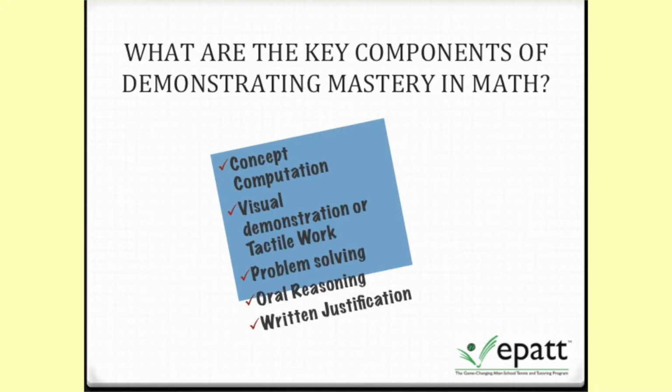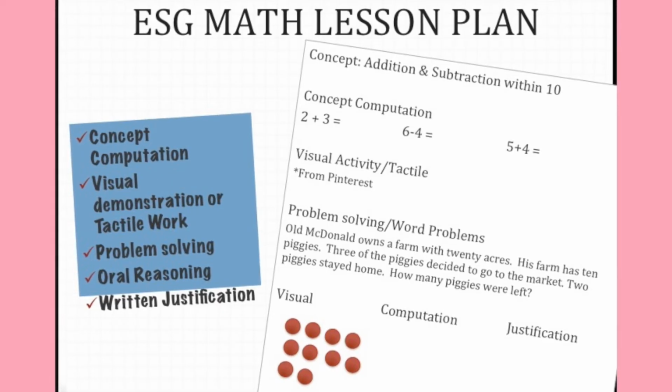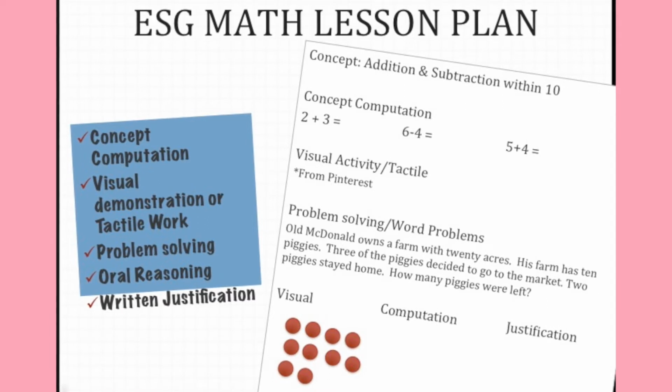Okay, let's circle back to review. Math mastery in elementary school group at EPATT means a firm grasp of 5 core areas in any math concept: the ability to compute, the ability to demonstrate, the ability to problem solve in different ways, the ability to articulate math thinking, the ability to write math thinking. The components of math mastery are included on the elementary school group math lesson plans.